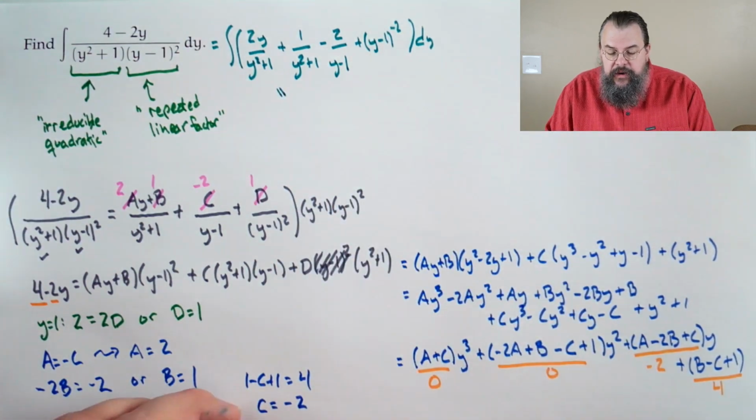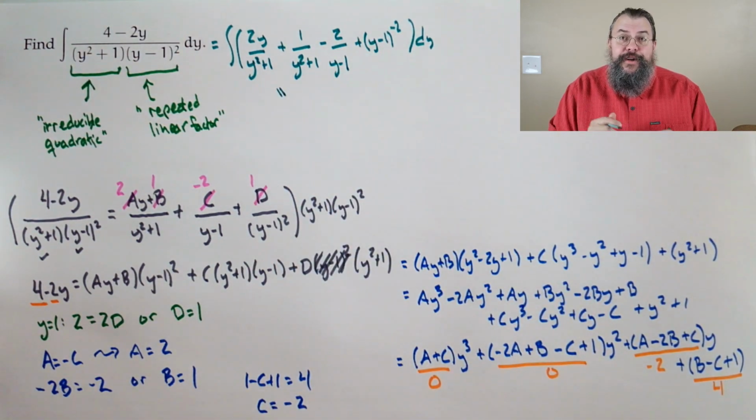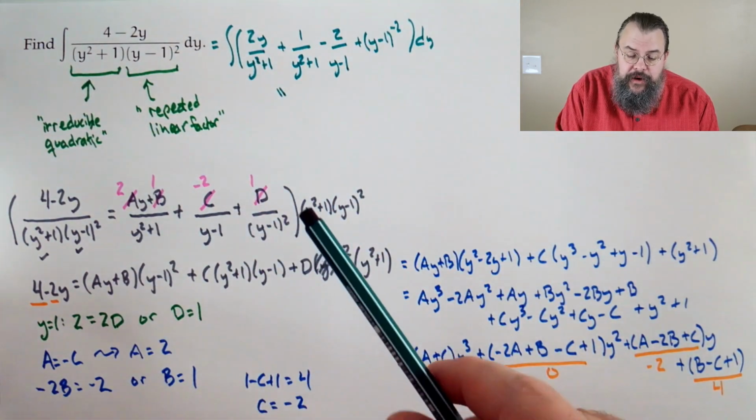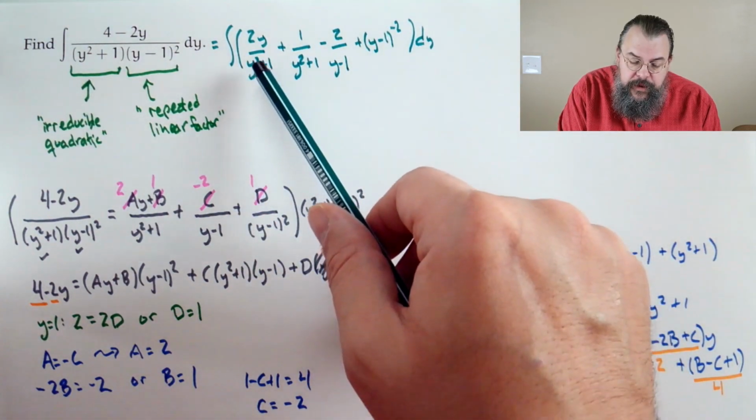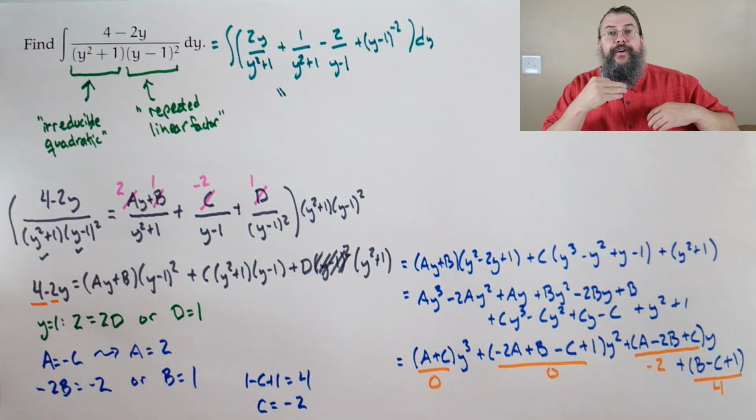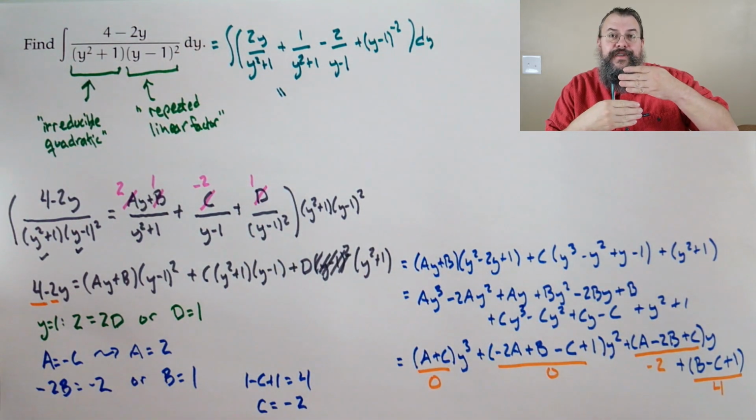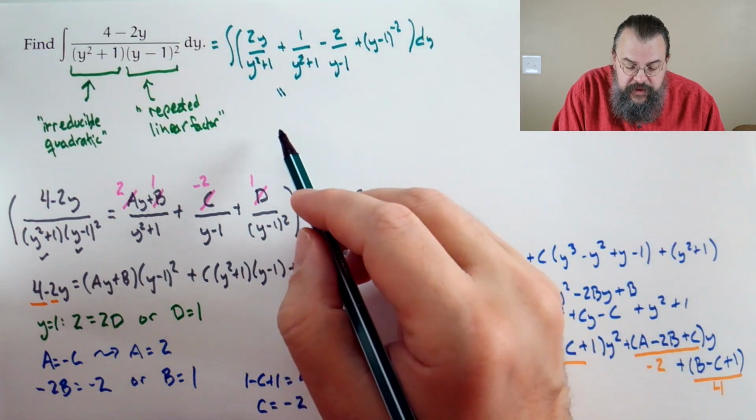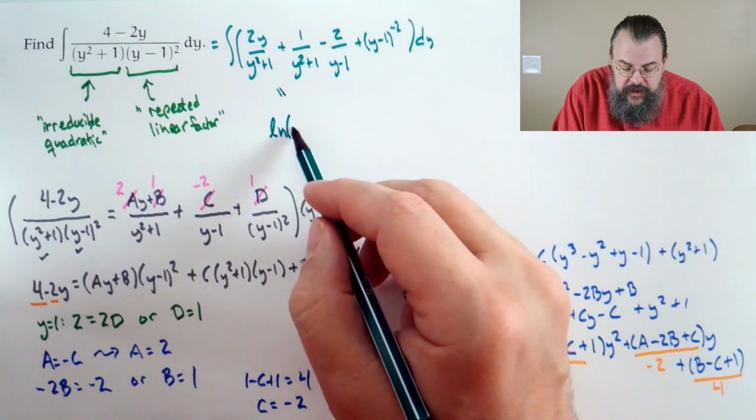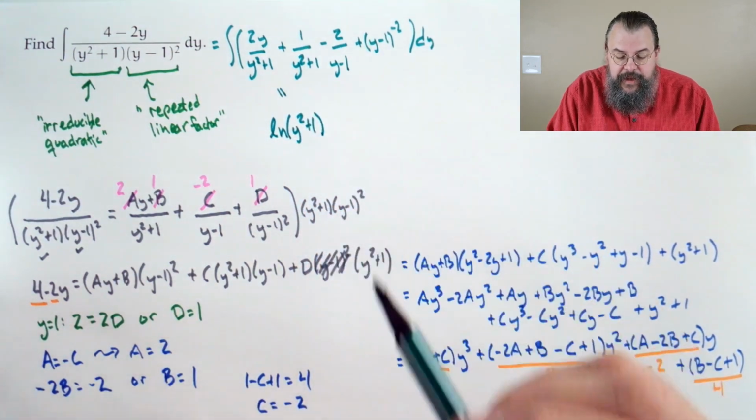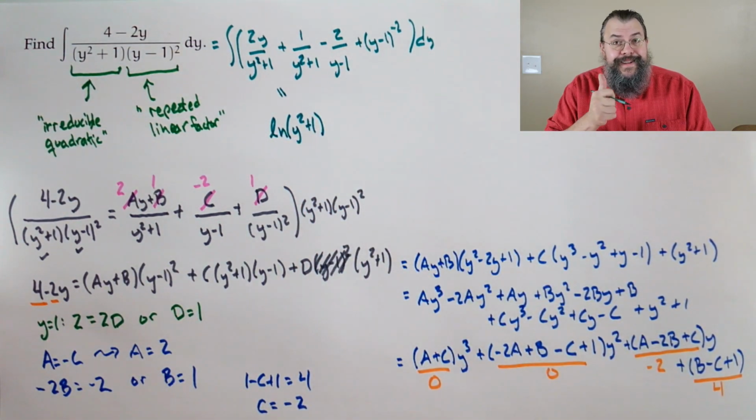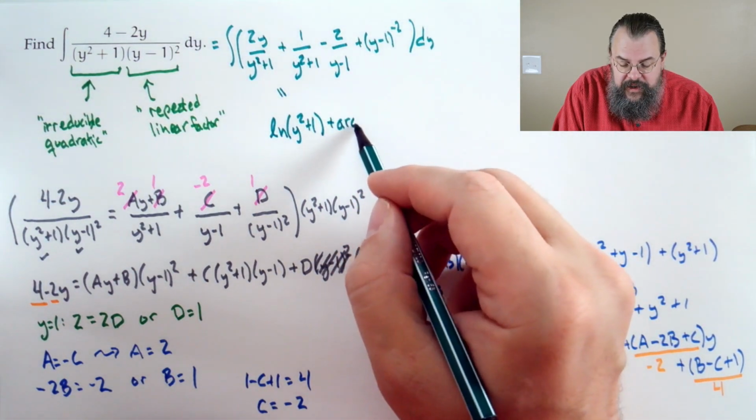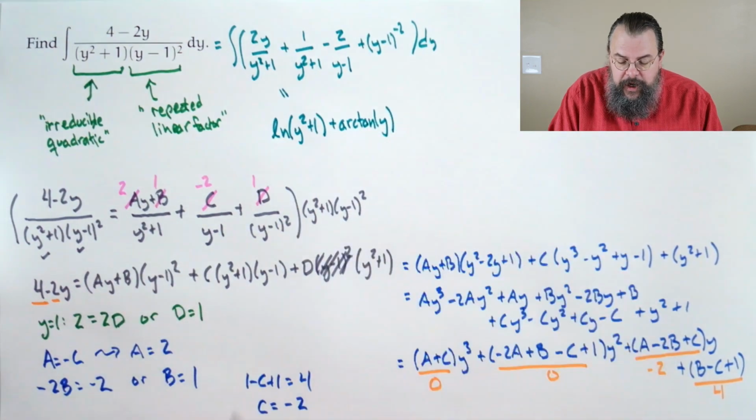So now, let's go through it term by term. How do you integrate 2y over y squared plus 1? Well, notice the derivative of y squared plus 1 is 2y. So it's like, oh, I have a function downstairs, the derivative upstairs. That's natural log. So the integral of the first piece, natural log y squared plus 1. Integral of 1 over y squared plus 1, one of our favorites, arctangent. So plus arctangent of y.